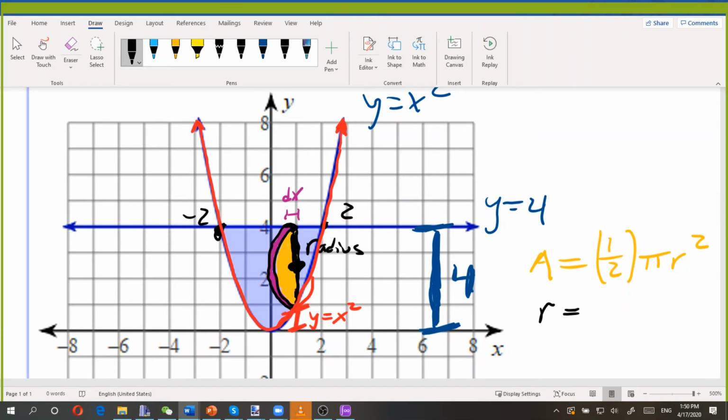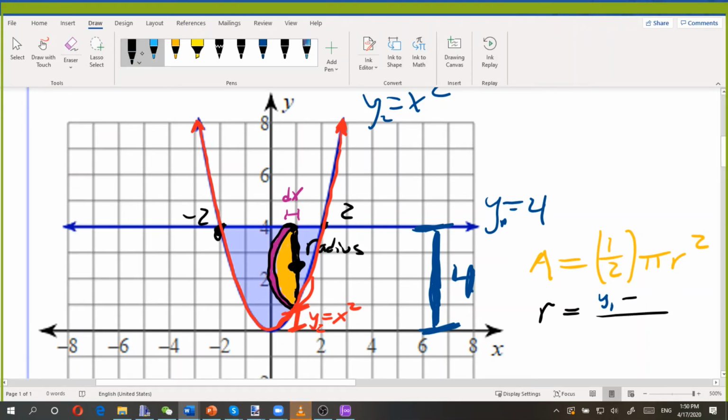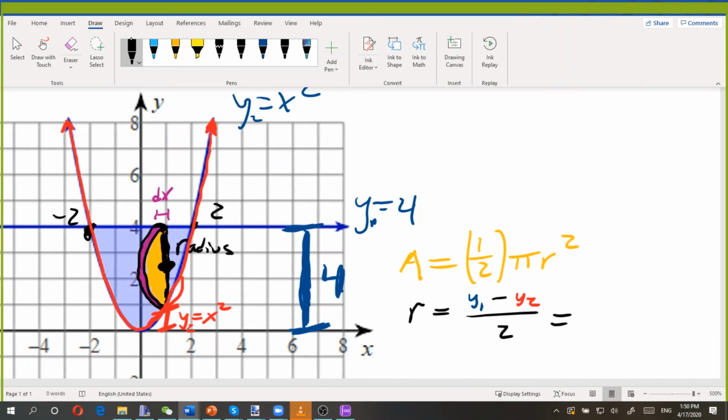Okay, I'm going to write our general form really quick. I'm going to call this one y1, and I'll call this one y2. So my radius was y1 minus y2 over 2, which gave us 4 minus x squared over 2. Okay, that's the hard part. Any questions on our radius?